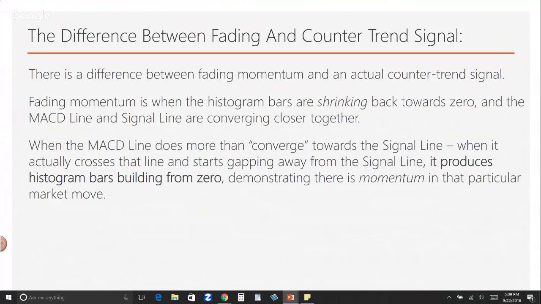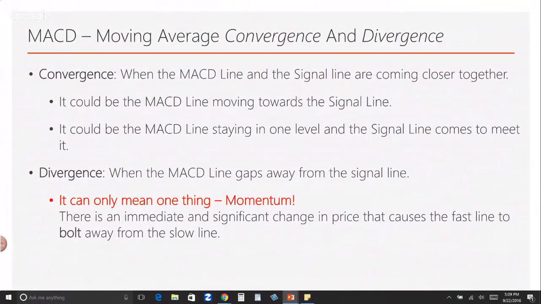That's fading momentum, shrinking, and the histogram bars are going to be seen shrinking back towards zero. When the MACD line does more than converge towards the signal line, when it actually crosses the signal line and starts gapping away from it, it produces histogram bars that are building from zero. And this is demonstrating that there is momentum in that particular market move. And that includes the counter trend direction.